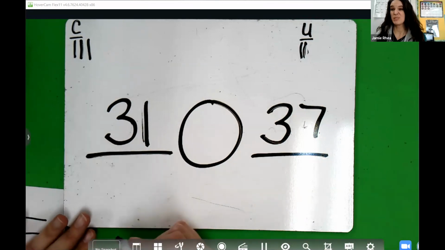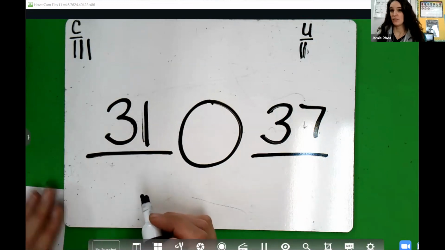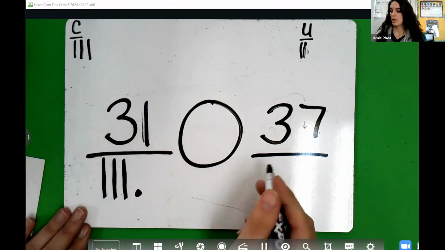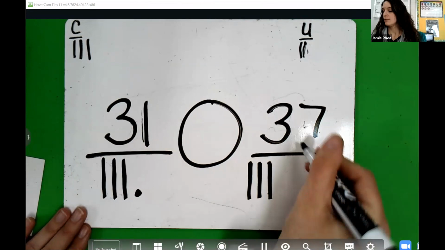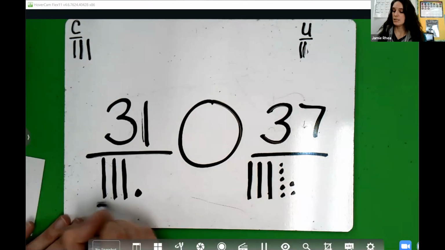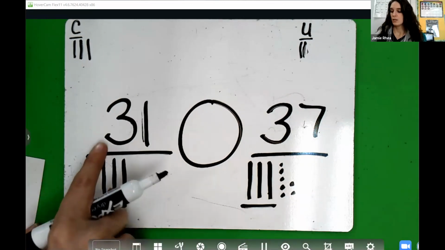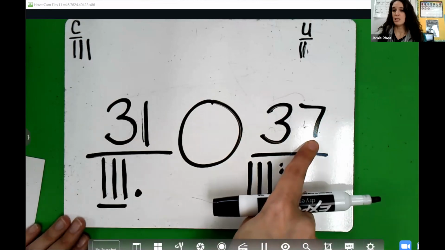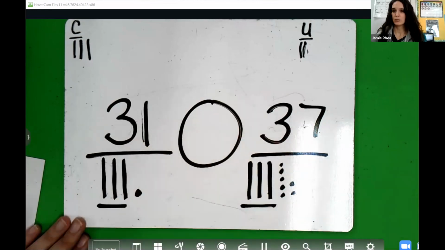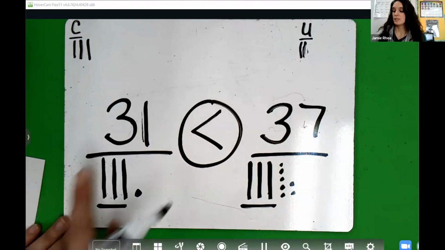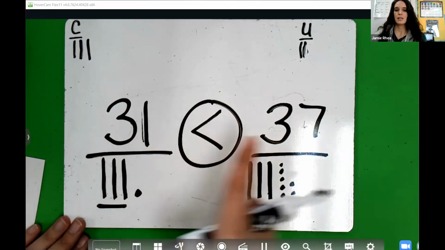Draw it out first because it helps us to see how much the value is of each of these. So I have 3 tens and 1 one. I have 3 tens and 7 ones. 1, 2, 3, 4, 5, 6, 7. Now I'm going to look at my tens place. How many are in my tens place? 3. They both have 3. So now I have to look at my ones place. I have 1 one here, but I have 7 ones here. Which one has more? The 7. So I'm going to make my symbol go that way. This time I'm going to say 31 is less than 37.